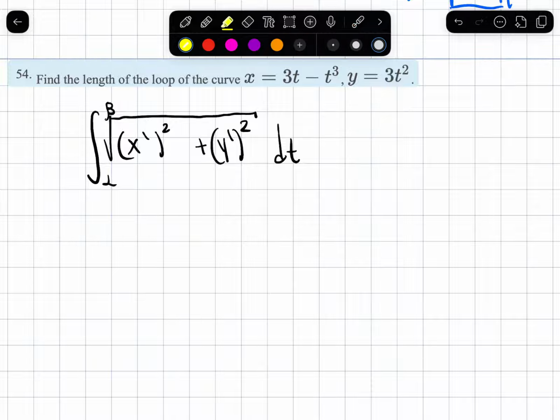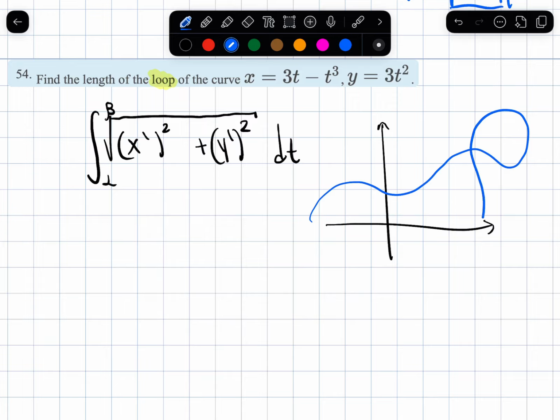But if you read the problem carefully, it says you want to find the length of the loop of the curve. So that means our curve loops around itself. So if you were to sketch it, I'm not going to sketch it precisely, but I'm just imagining what's going to happen. So the curve is traveling, and at some point it loops around itself, and you want to find the length of just this portion.